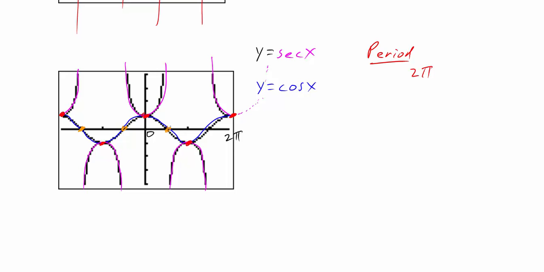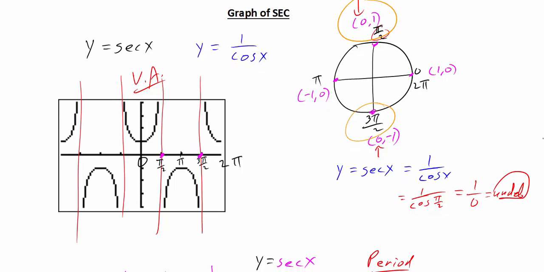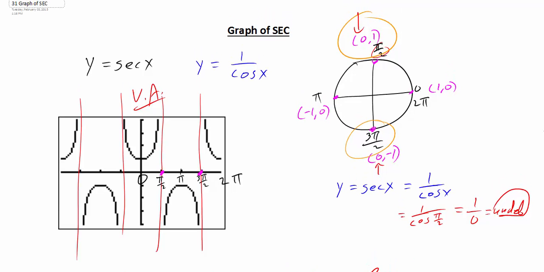Wherever the cosine function is equal to 0, again going back to the unit circle, that's going to happen at pi over 2 and 3 pi over 2. We're going to end up with your vertical asymptotes. So hopefully now you're familiar with the graph of the secant function. And again, in order to use the calculator, we have to enter this as 1 over the cosine of x.